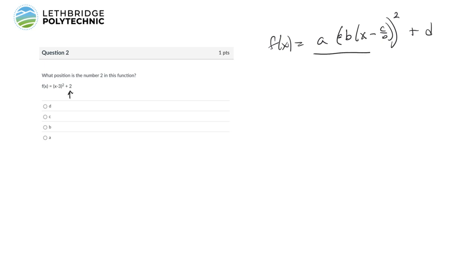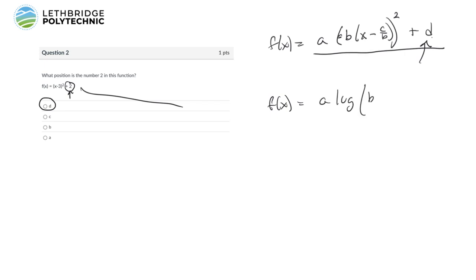Well, when I look at this, what position would that 2 be in? Notice it's adding at the very end, and that's what that one's doing. So that 2 there has to be the one adding at the end. It's got to be in the D spot. Again, notice like this one, I could have written it, say, like a log function. I could have said a log b x minus c over b plus d, and it doesn't matter what function it is. The thing that's being added at the end is always in the D spot.